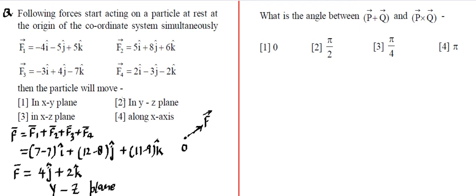So we can choose our right answer. Making sense? So this is how we can find where the particle is going to move. Now let's see the next question on this page. It says, what is the angle between P plus Q and P cross Q?